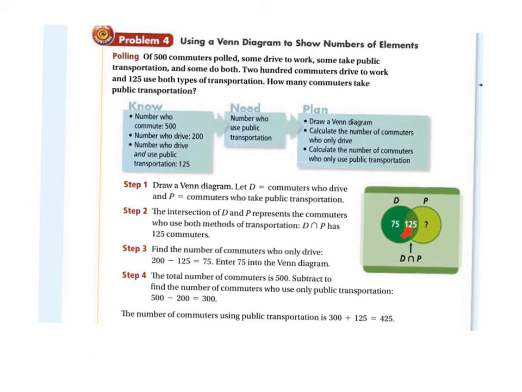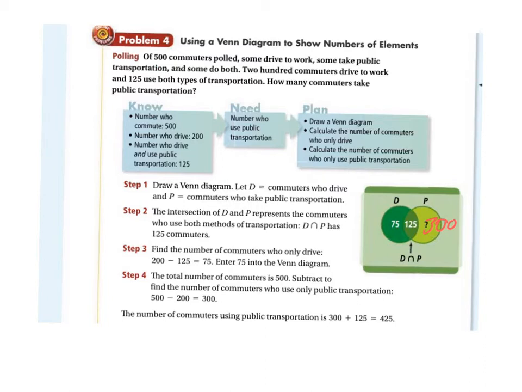So if 200 fit here, right, and 500 were polled, we are left with 300 in this part. So we know that we're left with 300 that use public only. So again, double check yourself as you go along. 300 plus 125 plus 75, that's my 500.